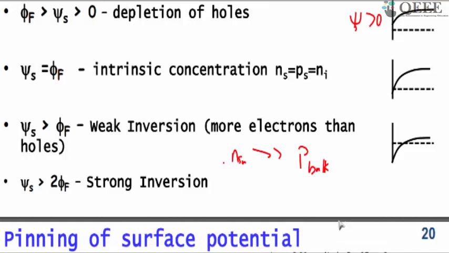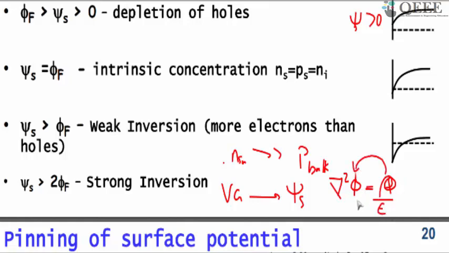Now, we were interested in the relationship between Vg and psi s. So you can actually solve a Poisson equation. The Poisson equation relates the potential phi and the charge: del square phi is rho by epsilon. So if you know the charge concentration, you can always find the potential distribution. So the charge distribution and the potential are related.